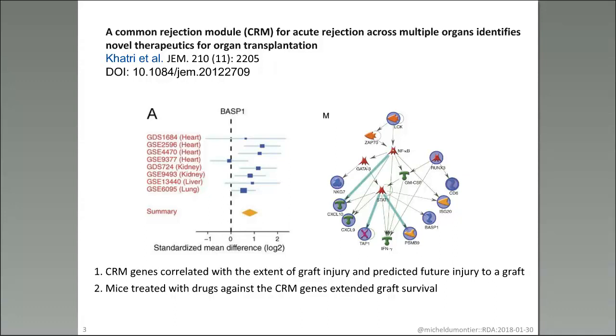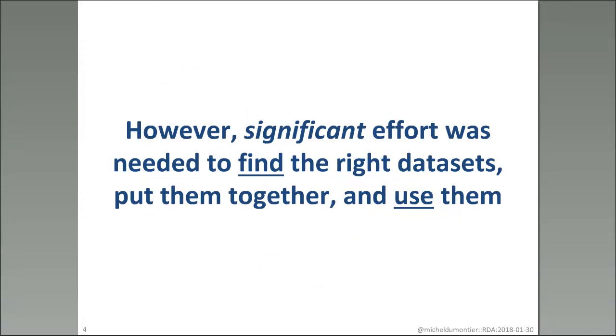But what the work really did was identify that there is a common rejection module in which the genes are correlated with the extent of graft injury and could be used to predict future injury to a graft. And then from this signature, they could also attempt to identify drugs that could modulate the signature, basically try to counter the gene expression that was observed. And they found drugs that could be used to treat mice with these organ transplants and could extend the graft survival. So a really nice example of using other people's data to do a modern scientific experiment and to validate that experiment and really increase our understanding.